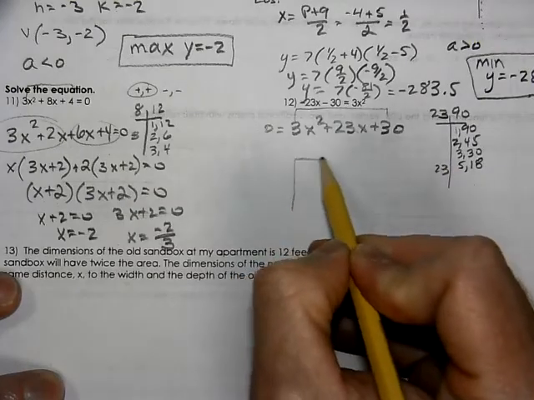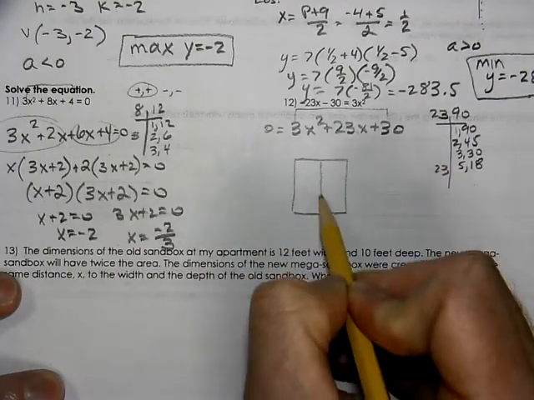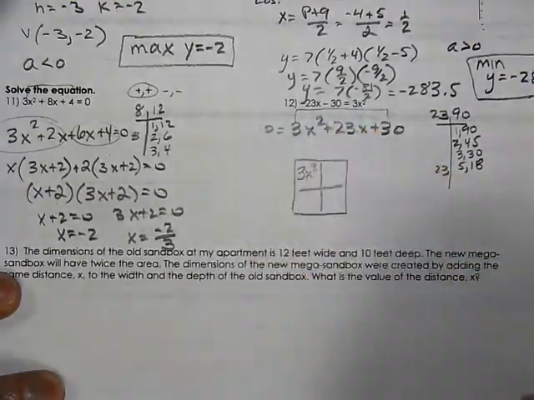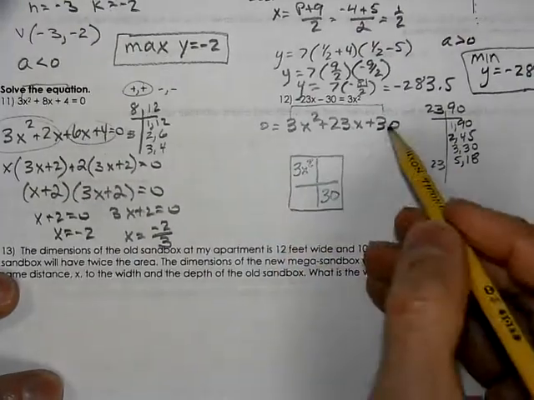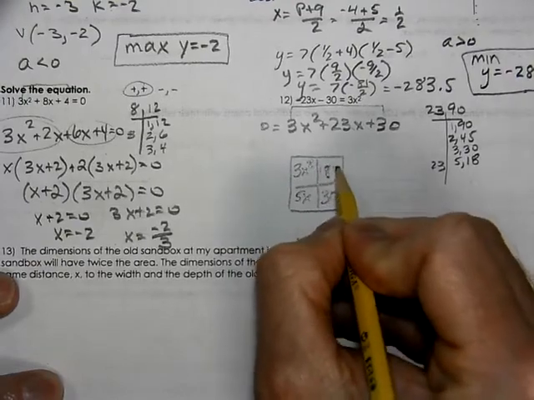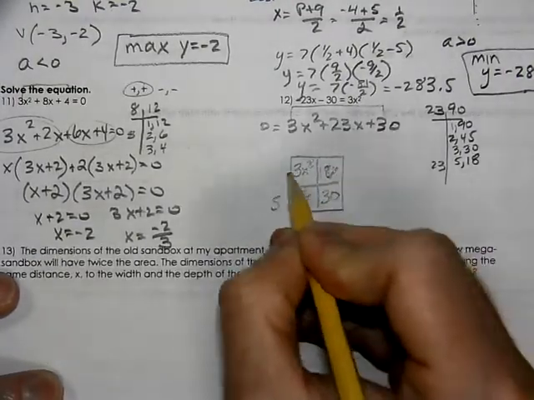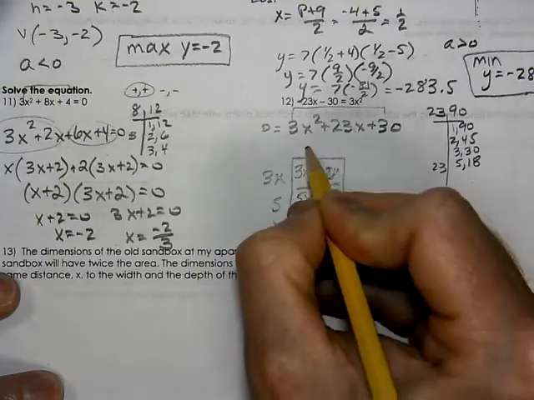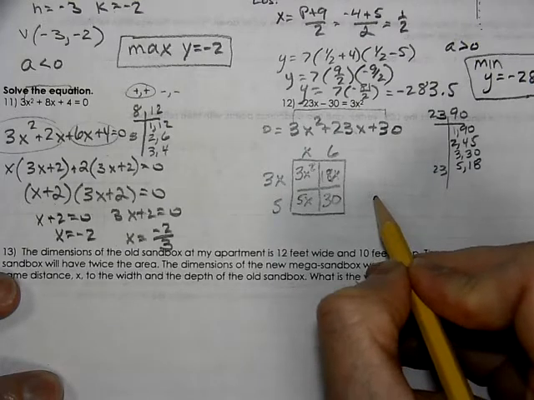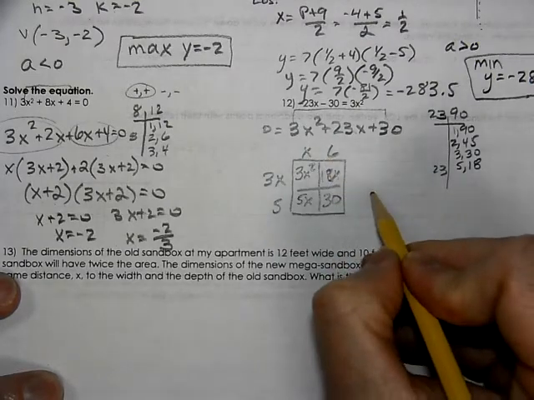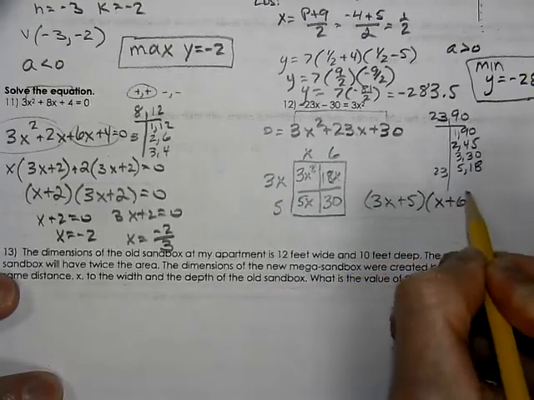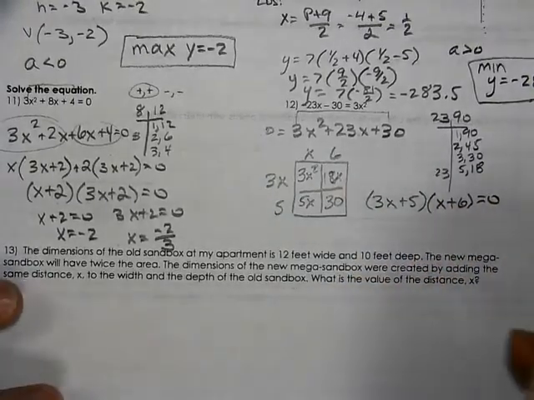So we could do the box. When we work with the box, we put the 3x squared, put the 30, our 5x, and 18x, factor out a 5, 3x. So our final answer here, in terms of factoring, is 3x plus 5 and x plus 6. That still equals 0 if we're supposed to be solving.